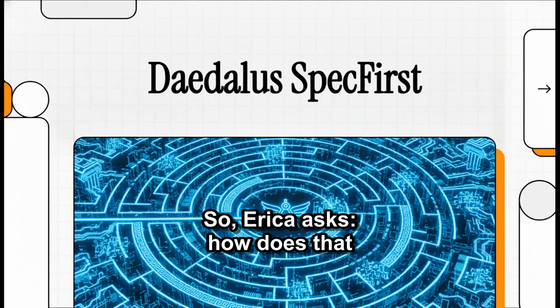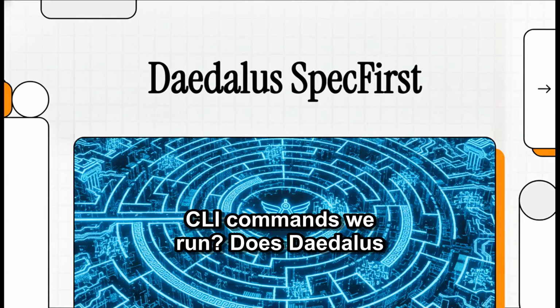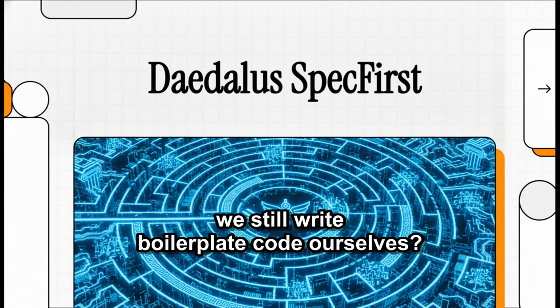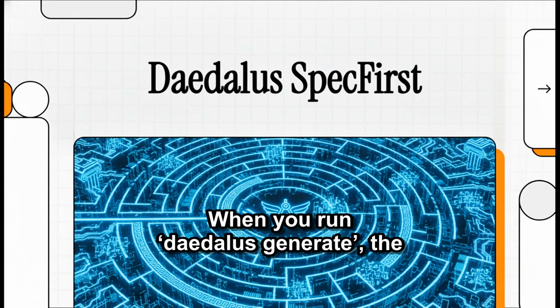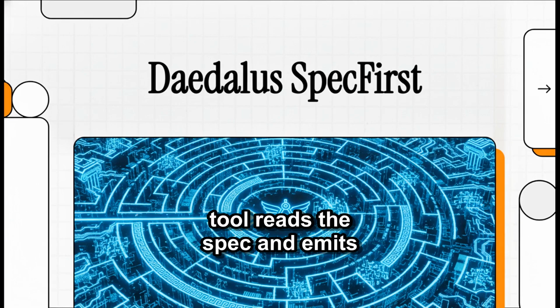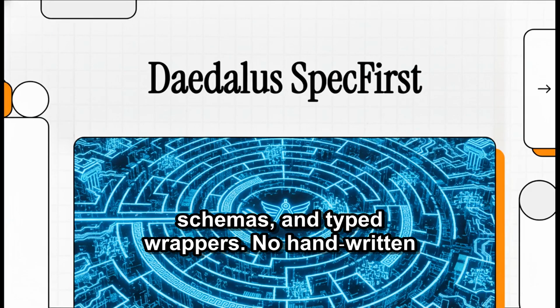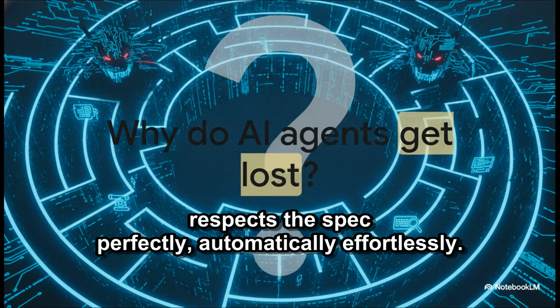So Erica asks, how does that YAML spec translate into the actual CLI commands we run? Does Daedalus generate the parser automatically, or do we still write boilerplate code ourselves? And where does type safety fit into this process? When you run Daedalus generate, the tool reads the spec and emits TypeScript modules, a command dispatcher, validation schemas, and typed wrappers. No handwritten parsing is required. The generated code respects the spec perfectly, automatically, effortlessly.